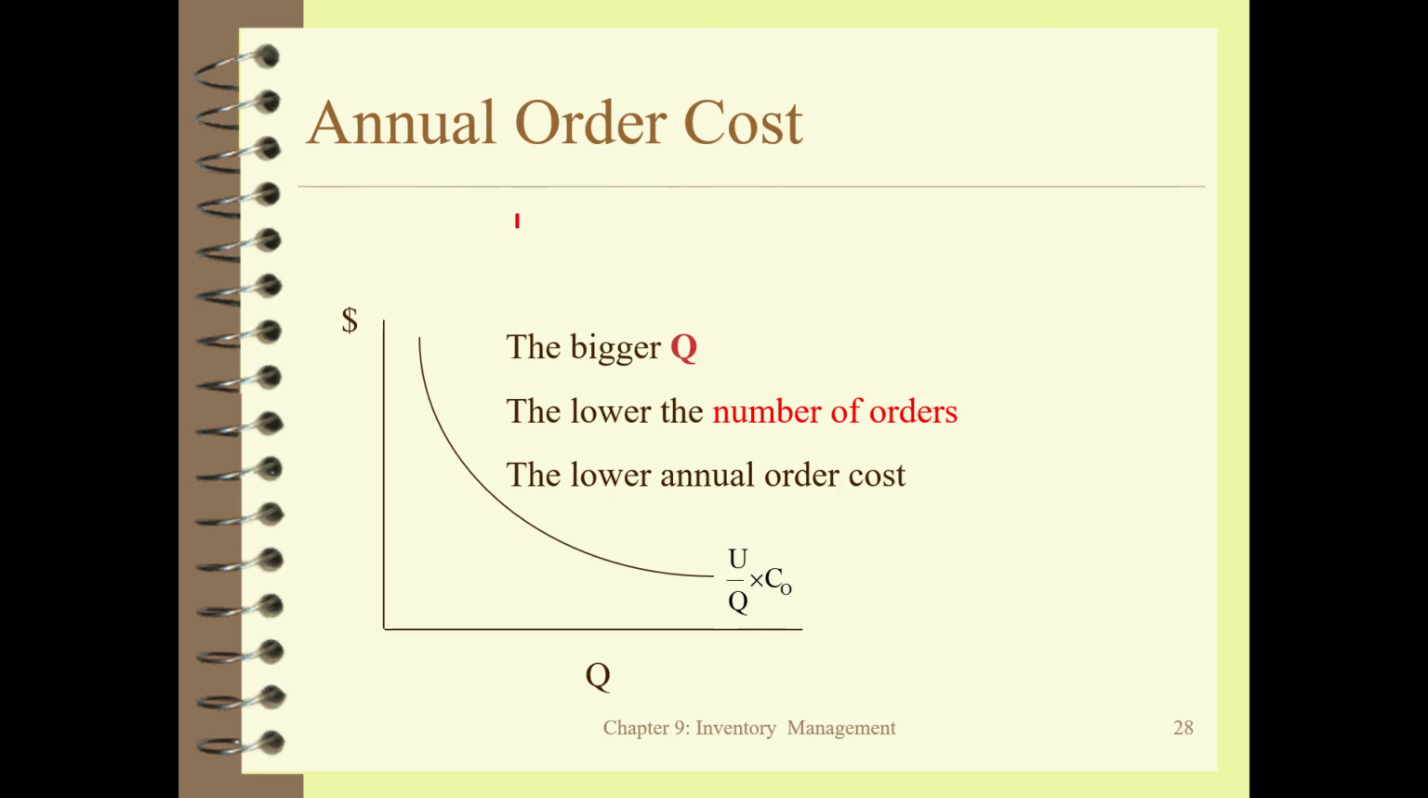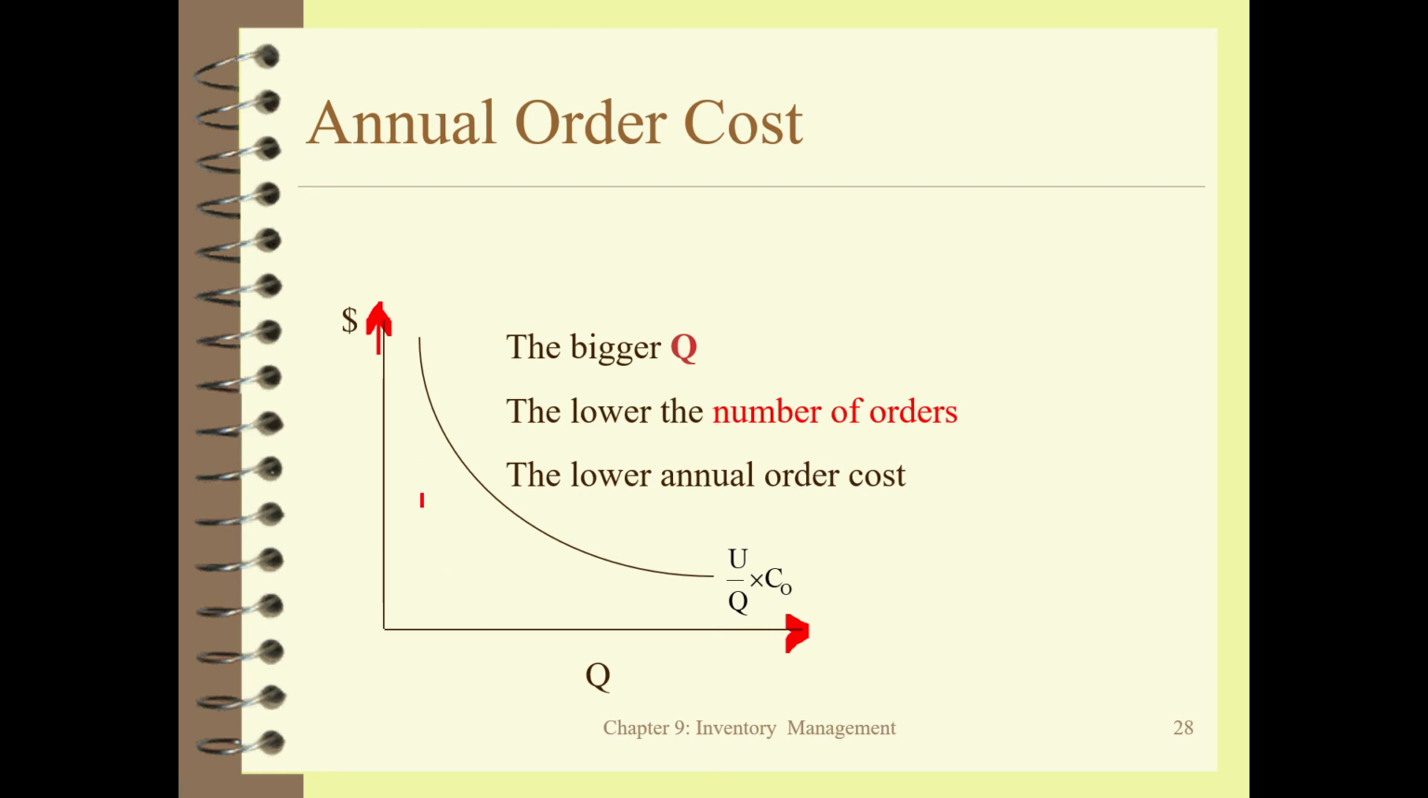Now we need to find the total cost. Total cost will come from 2 components. The first one is annual ordering cost. This Q is the amount that we order every time, and this axis represents cost.